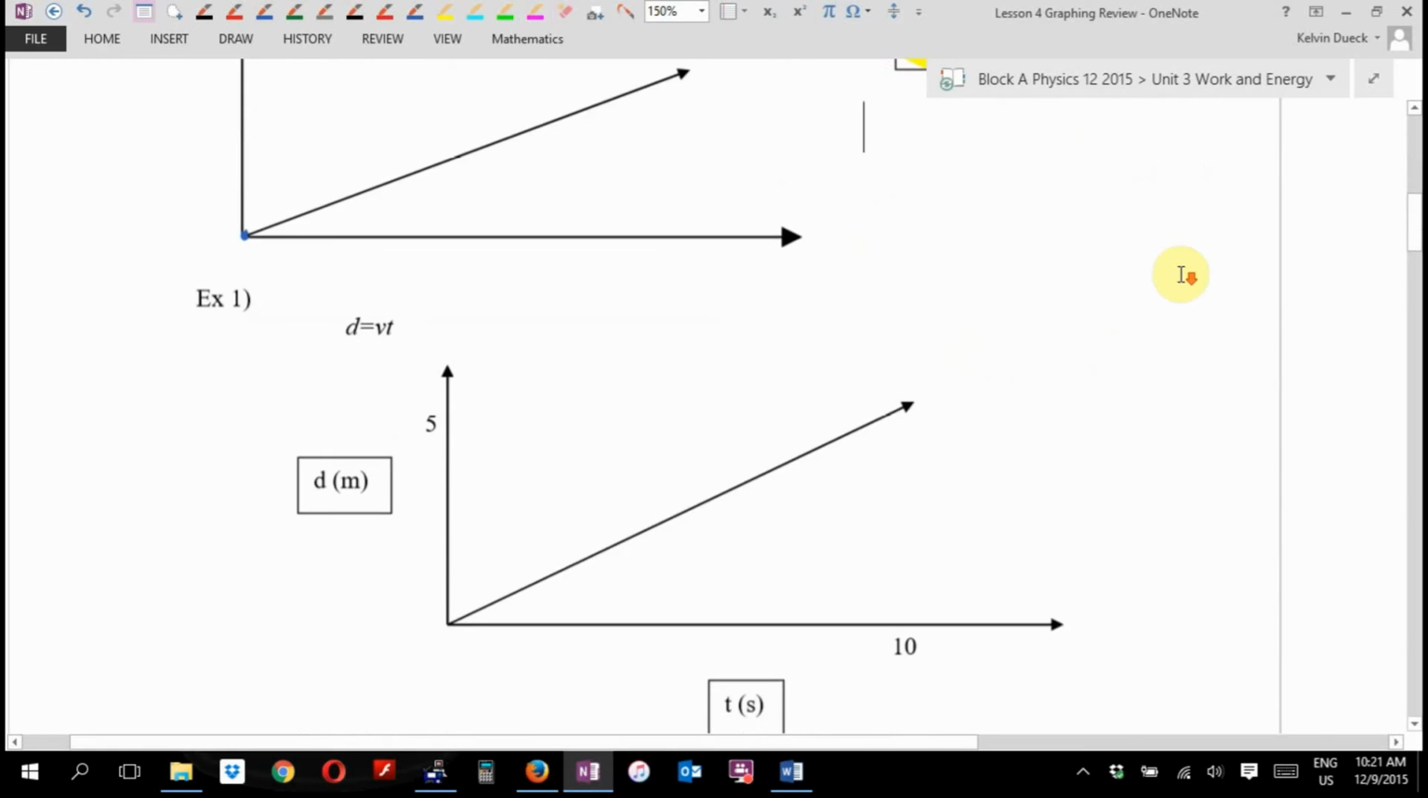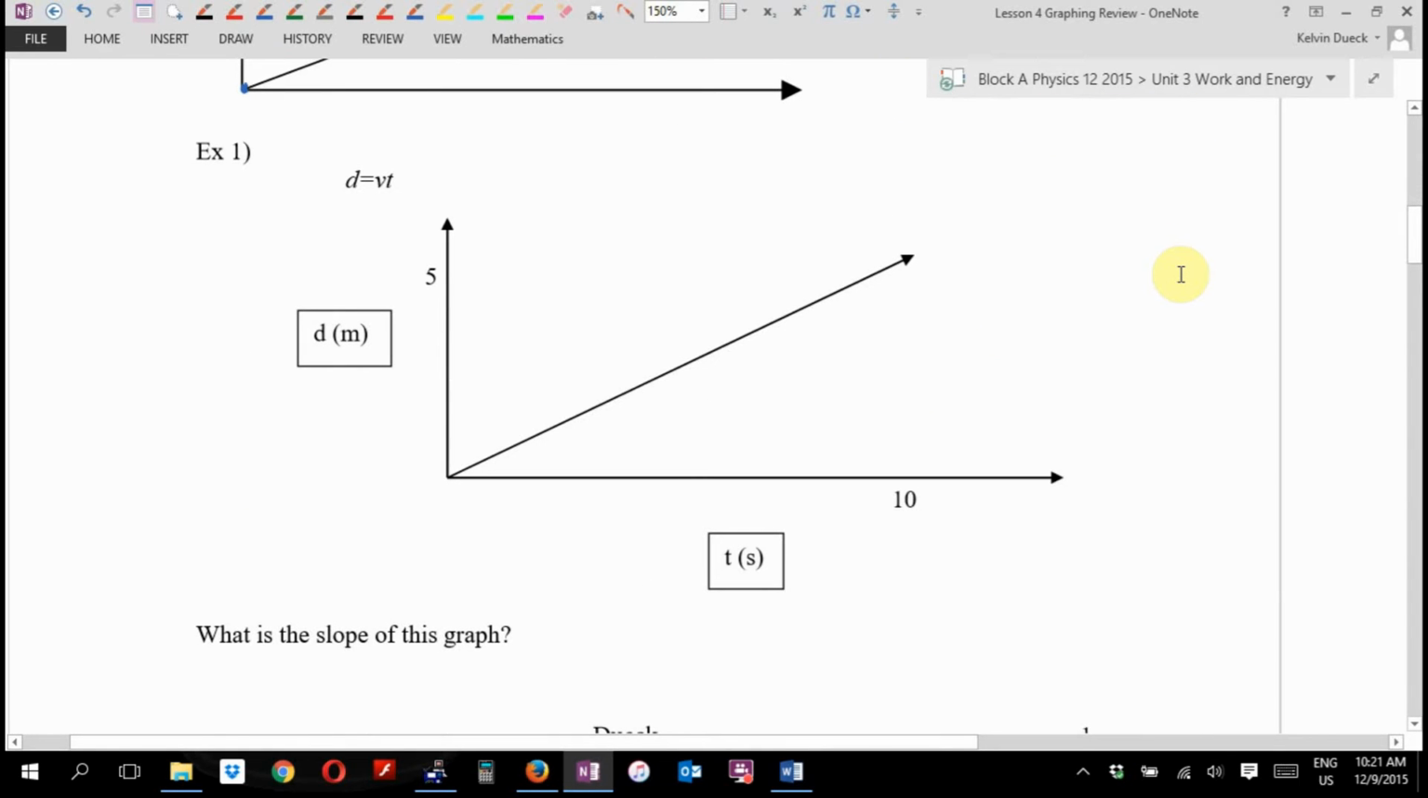Here's an example. Distance equals vt if a is 0. This is going through 0, 0, because if time is 0, how far have you traveled? Nowhere. What is the slope of this graph? What is the slope of a distance versus time graph? Why? Now, if you memorized that last year, you wasted brain power.